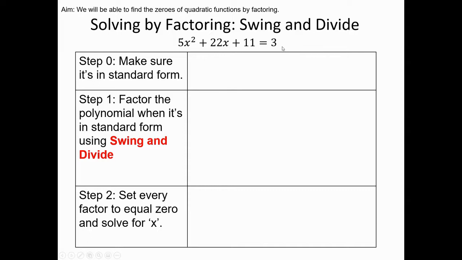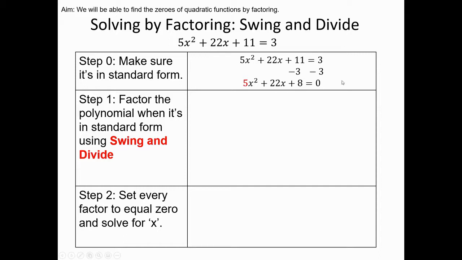What I'm going to do is make sure that this is equal to 0. It has to be in standard form. So I'm going to go ahead and subtract 3. And boom, 5x squared plus 22x plus 8 equals 0.